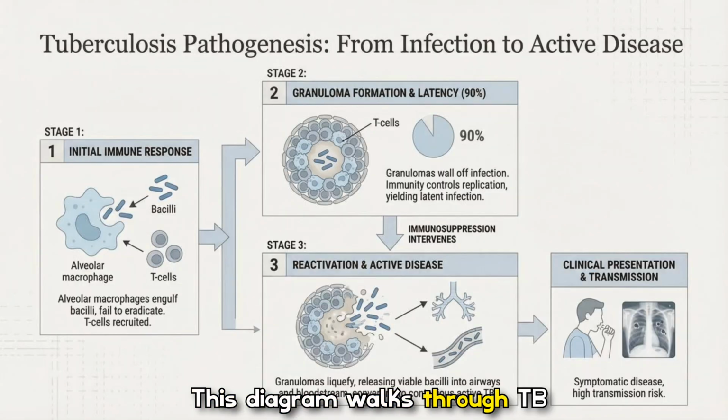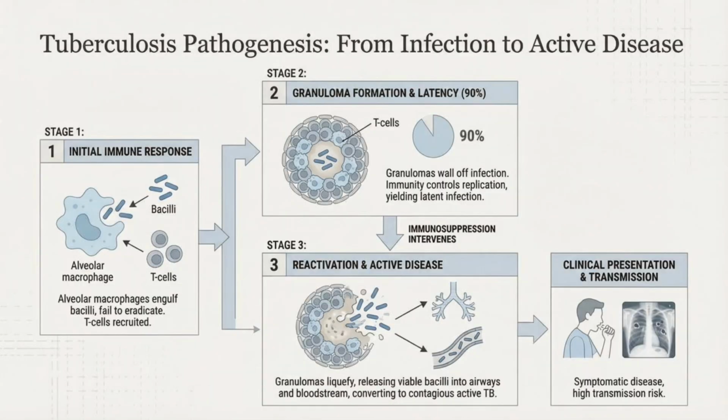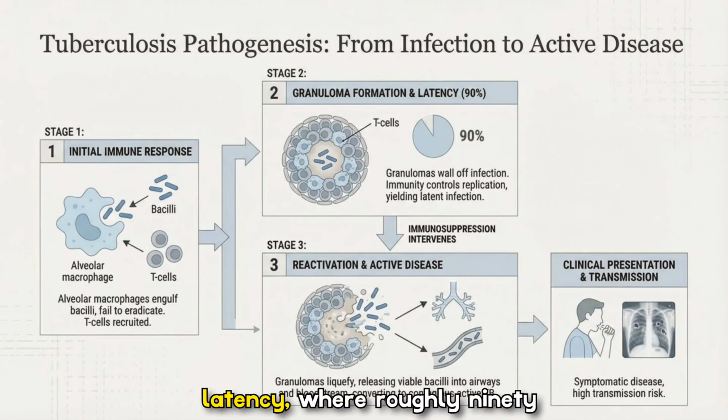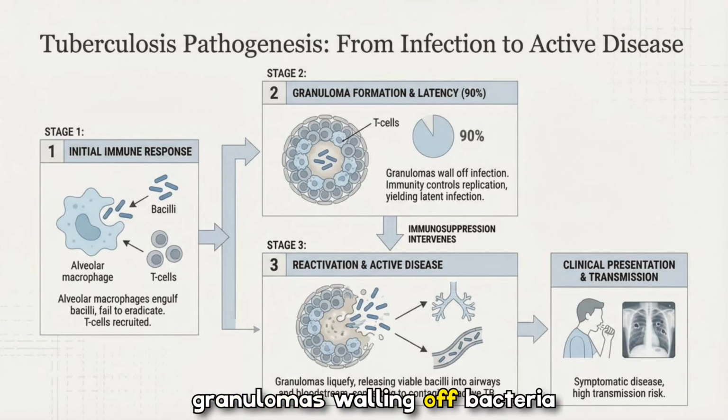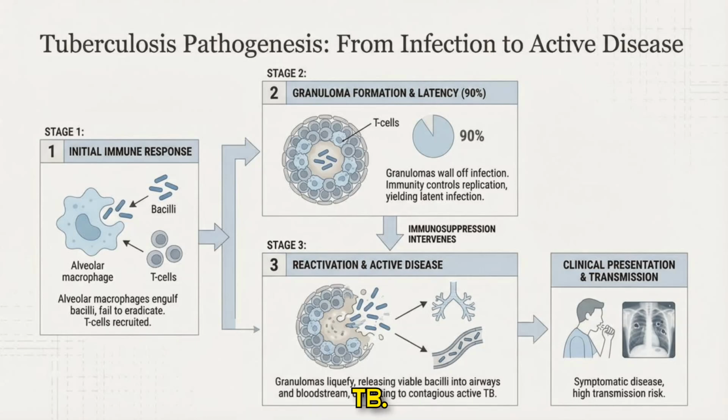This diagram walks through TB pathogenesis from initial macrophage infection to granuloma formation and latency, where roughly 90% of infections are contained, and then to reactivation when immunity wanes. The images show granulomas walling off bacteria and later liquefying to release bacilli into airways, explaining how latent infection can convert into highly transmissible active TB.